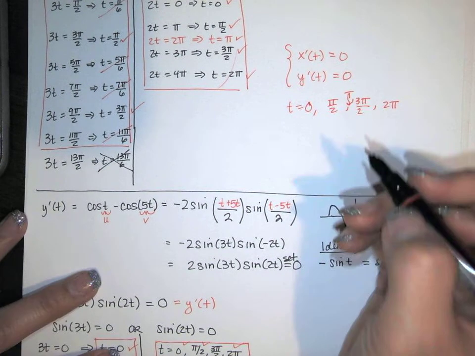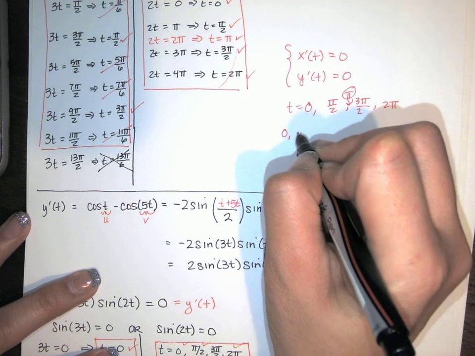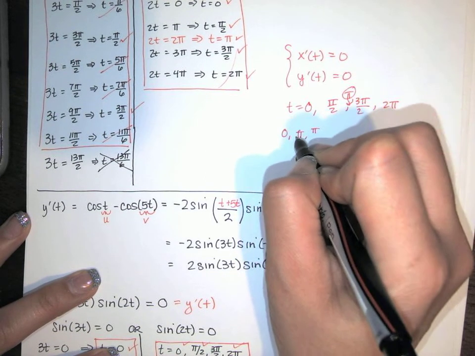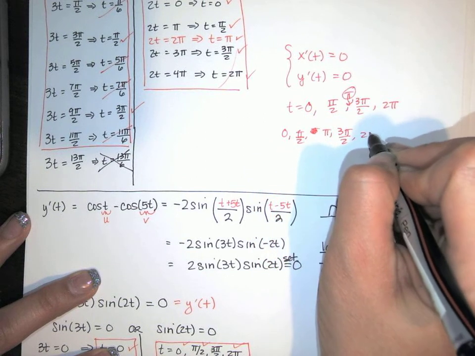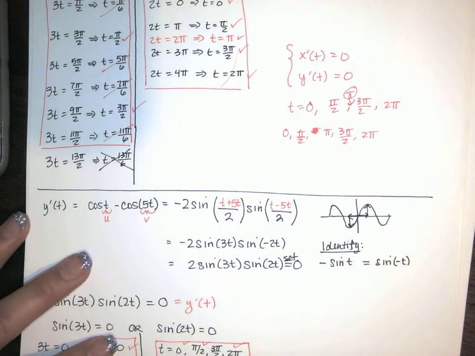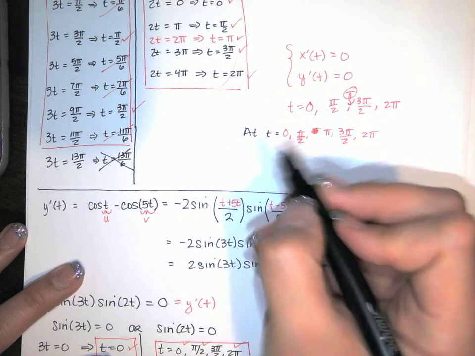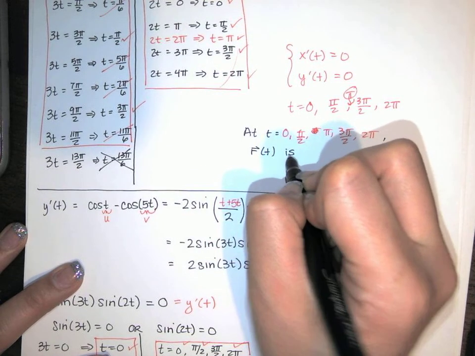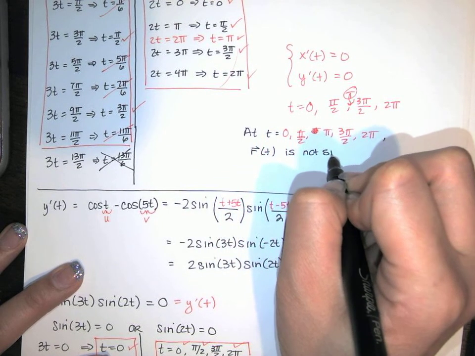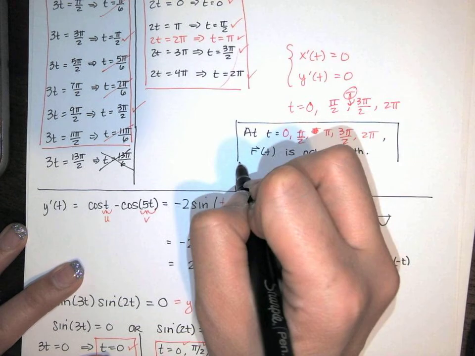Alright, so we have 5 answers: 0, pi over 2, pi, 3 pi over 2, and 2 pi. These are both 0. So at these t values, the curve r of t, or the curve generated by r of t, is not smooth. Or we say that r of t is not a smooth parameterization.